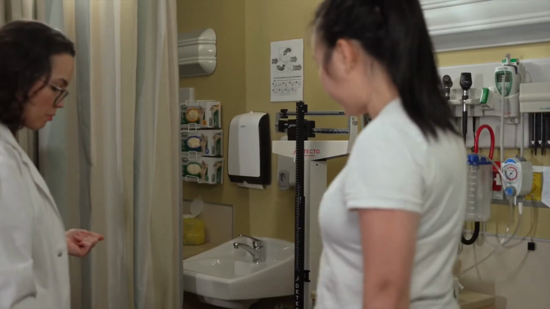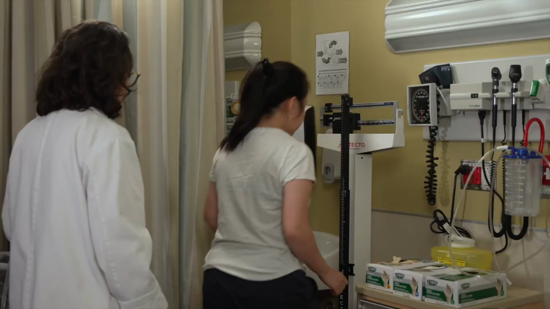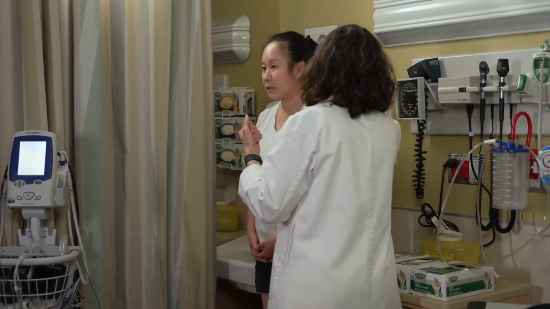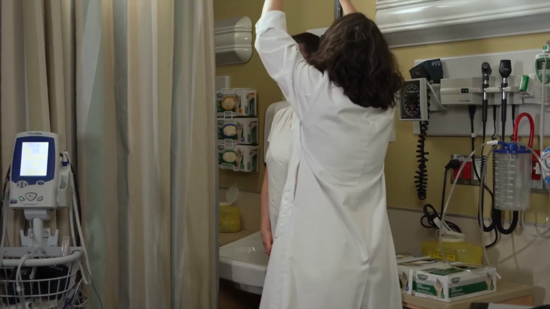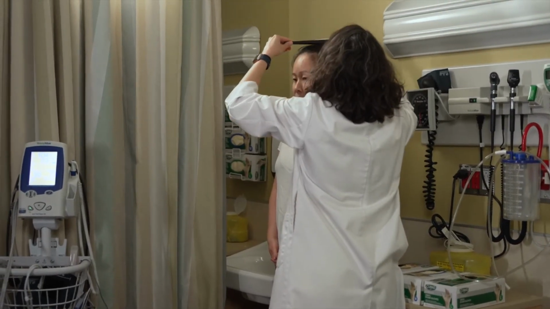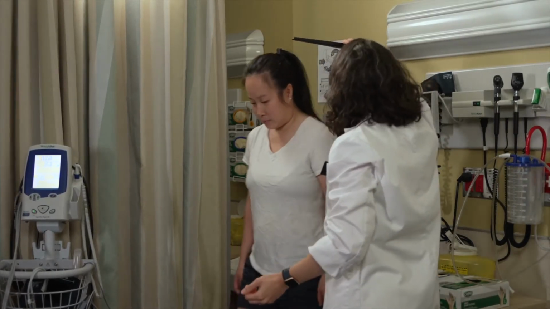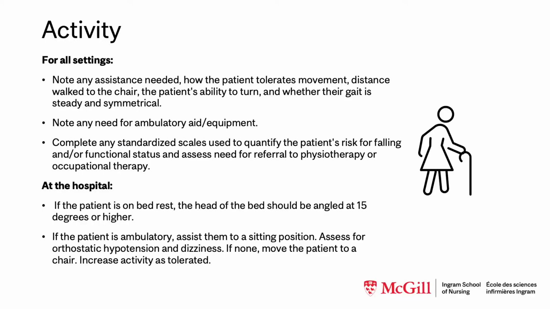Next, you will be taking the patient's height and weight. Activity. In all settings, note any assistance needed, how the patient tolerates movement, distance walked, the patient's ability to turn, and whether their gait is steady and symmetrical. Note any need for ambulatory aid or equipment.